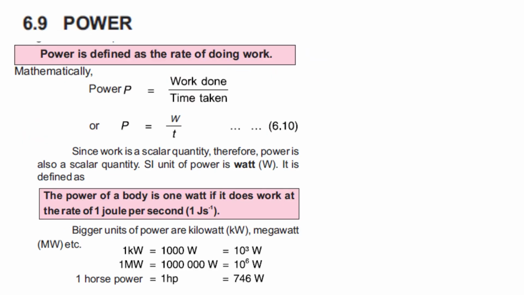So the next topic that we have to revise is power. What is power? Power is basically defined as the rate of doing work with respect to time. And the formula for power is equal to work done divided by time. Power is represented by P, work is represented by W, and time is represented by T.